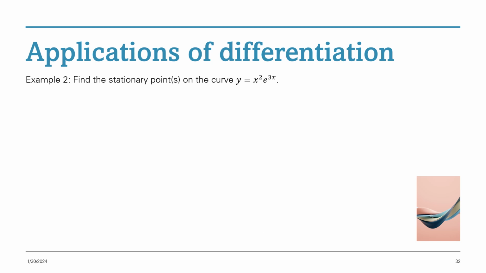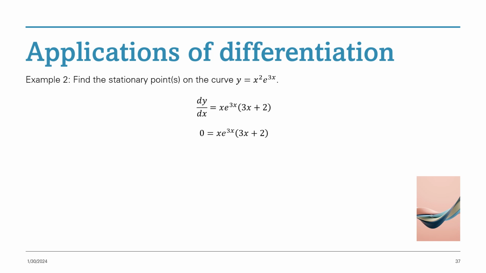Example 2, finding the stationary points. Stationary points are when the first derivative equals 0. Points means you need an x and a y. So differentiating x squared e to the 3x, this was the one we did earlier, so I've just copied that to here. That's the product rule. So remember, you would have to use a product rule. In this case, if you don't factorize, you're not going to get the solutions.